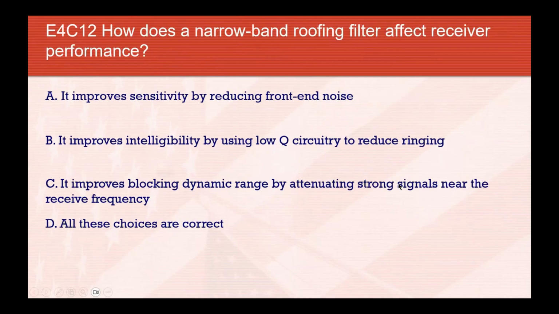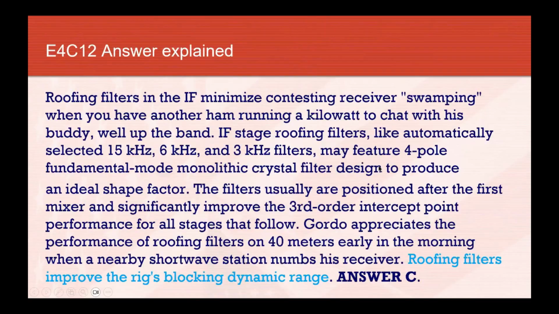How does a narrowband roofing filter affect receiver performance? One of the cases where the longer answer works: it improves the blocking dynamic range by weakening or attenuating strong signals near the frequency of interest.